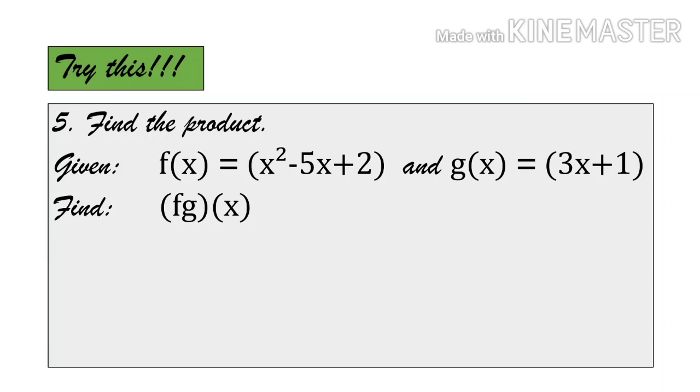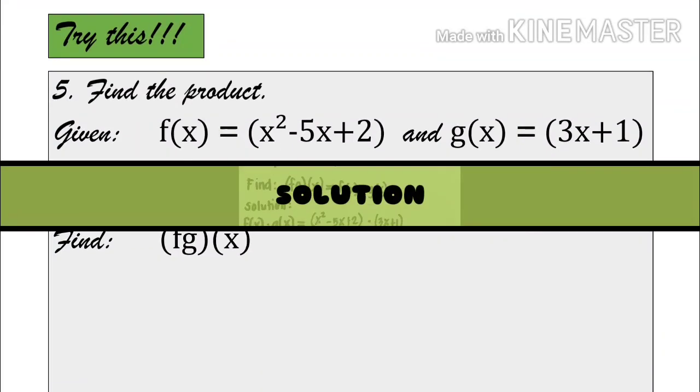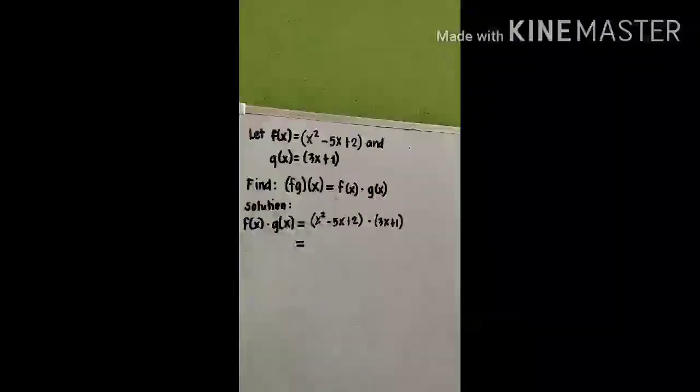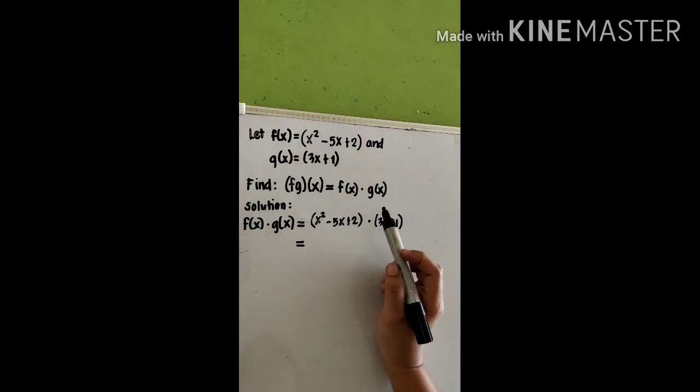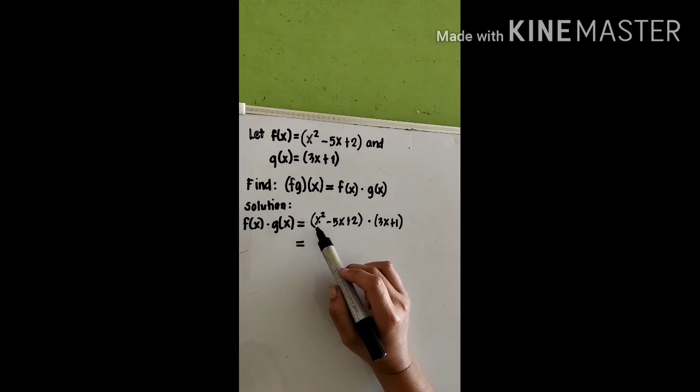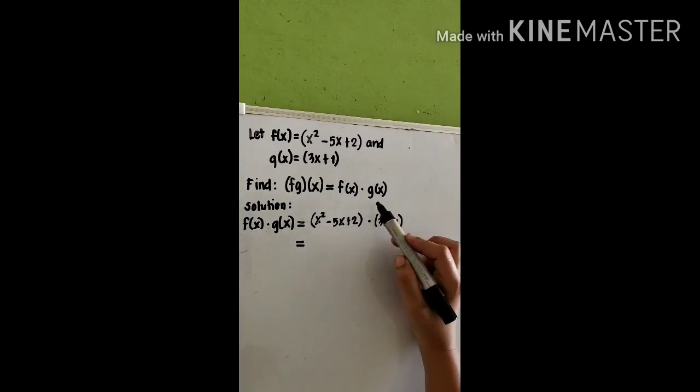Try this. Find the product given the function f of x is equal to x squared minus 5x plus 2 and the function g of x is equal to 3x plus 1. Find f times g. For example number 5, we are now tasked to solve for the product of the functions f of x and g of x. So the given f of x is x squared minus 5x plus 2 and the given g of x is 3x plus 1.